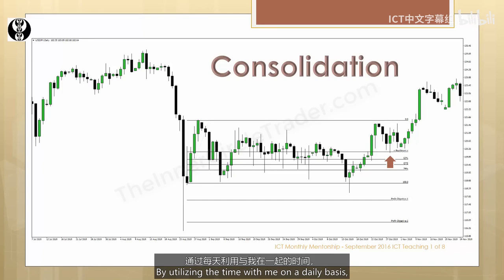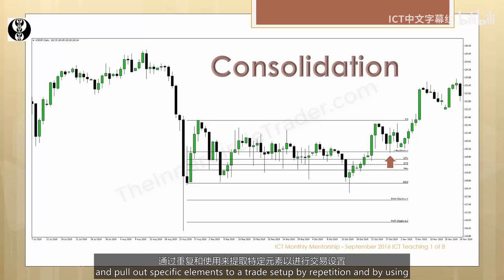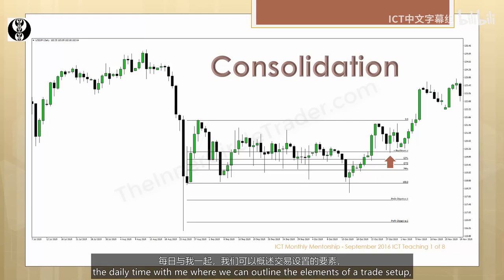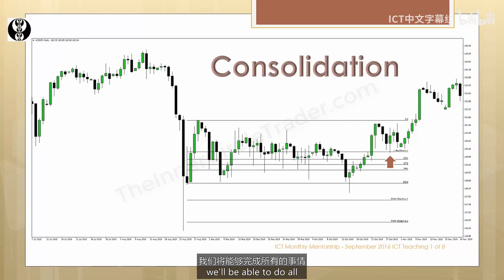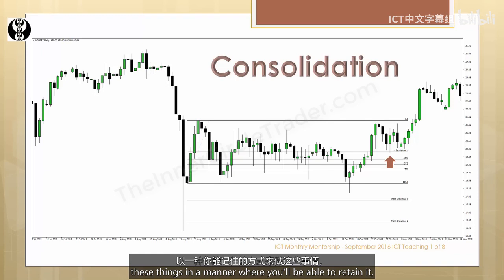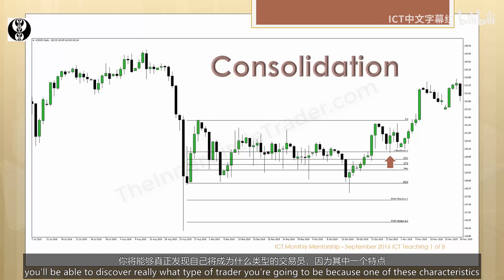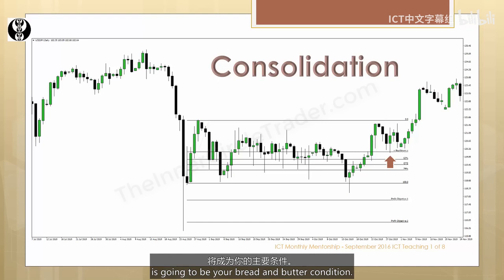And by utilizing the time with me on a daily basis, we'll be able to frame these characteristics and pull out specific elements to a trade setup by repetition, using the daily time with me where we can outline the elements of a trade setup. We'll be able to do all these things in a manner where you'll be able to retain it, make it yours. You'll be able to discover really what type of trader you're going to be, because one of these characteristics is going to be your bread and butter condition.